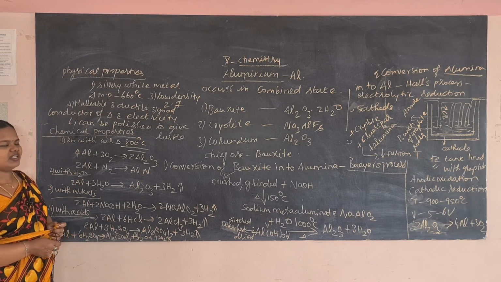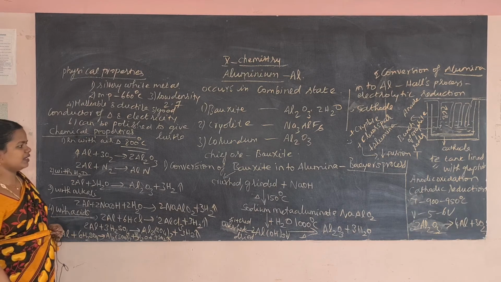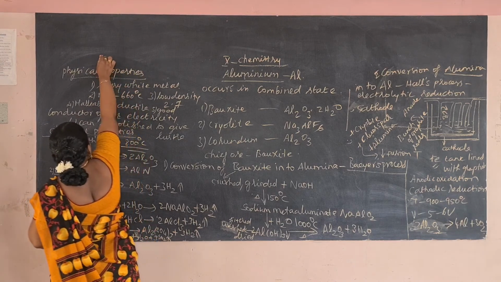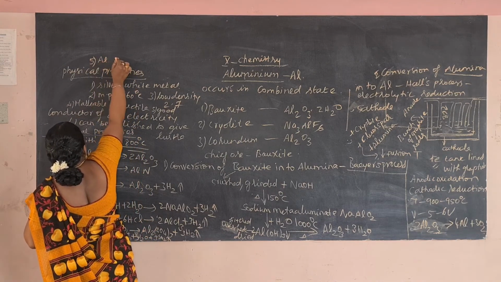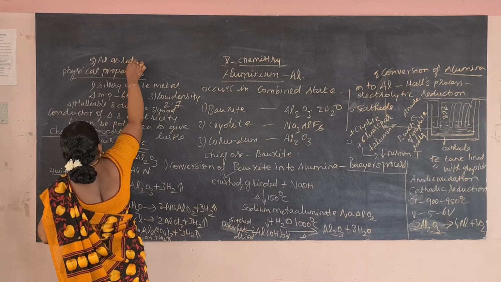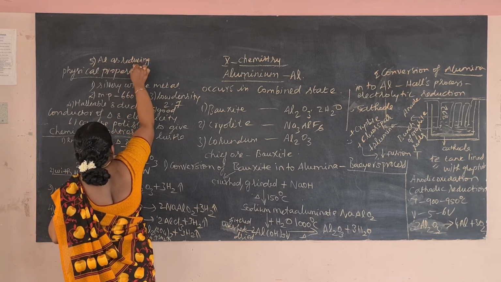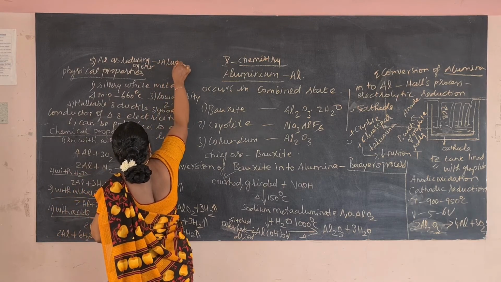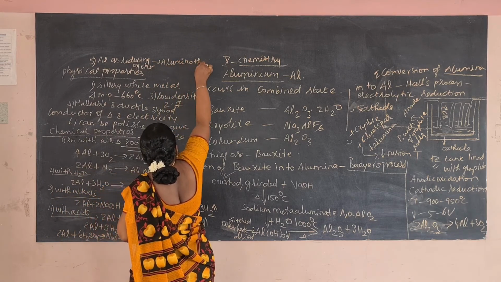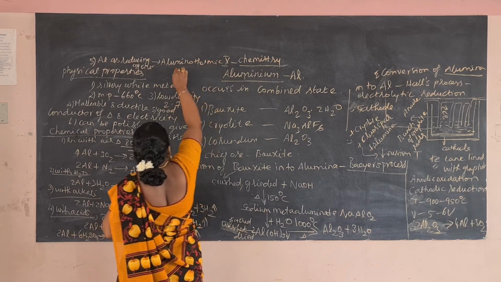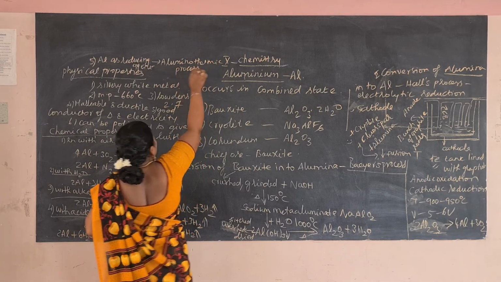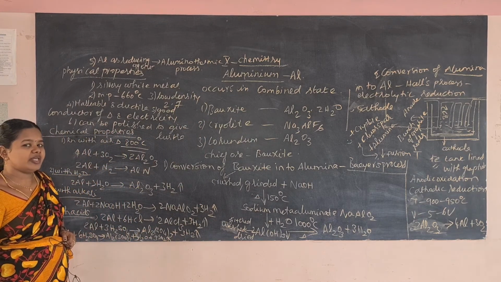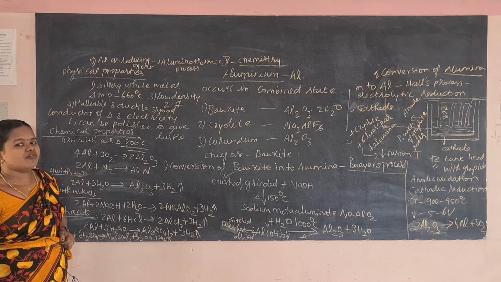Then reduction. Then the last one, aluminium as a reducing agent. Aluminium, fifth chemical property, aluminium as reducing agent. So this is used in the aluminothermic process. So aluminium is used as a reducing agent, which is used in the aluminothermic process. For what is it used?